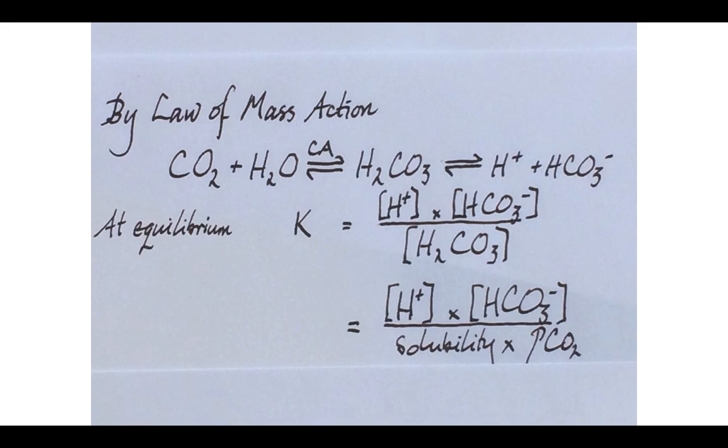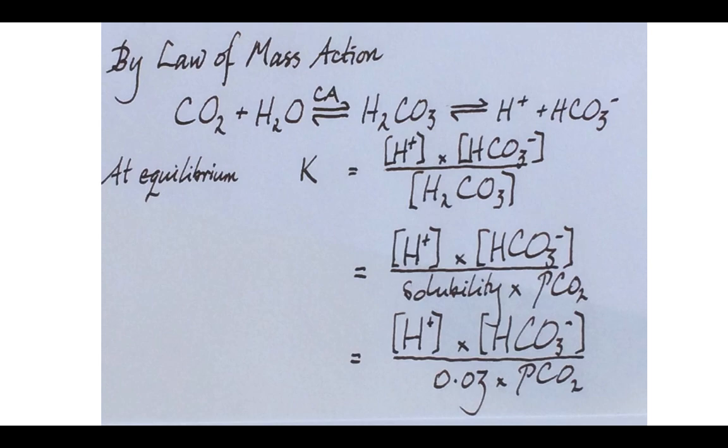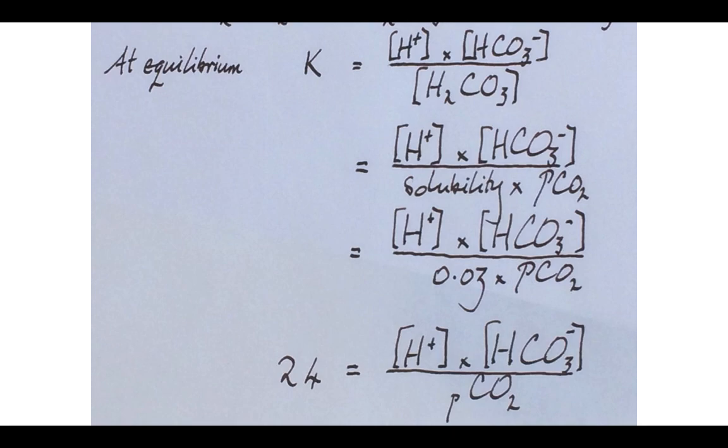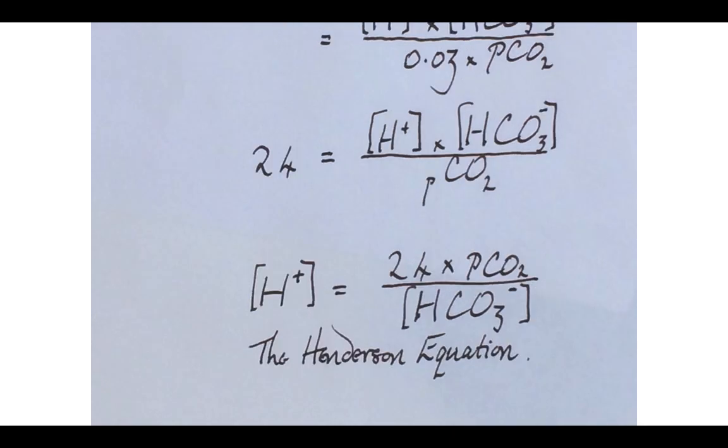And the concentration of carbonic acid in turn is given by the product of solubility of CO2 in aqueous solution and the partial pressure of CO2. And the solubility coefficient in molar terms is 0.03. We can wrap the 0.03 and the K into one constant and come up with this equation, which can be rearranged to give the simple Henderson equation. The hydrogen ion concentration equals 24 times the PCO2 divided by the bicarbonate concentration.